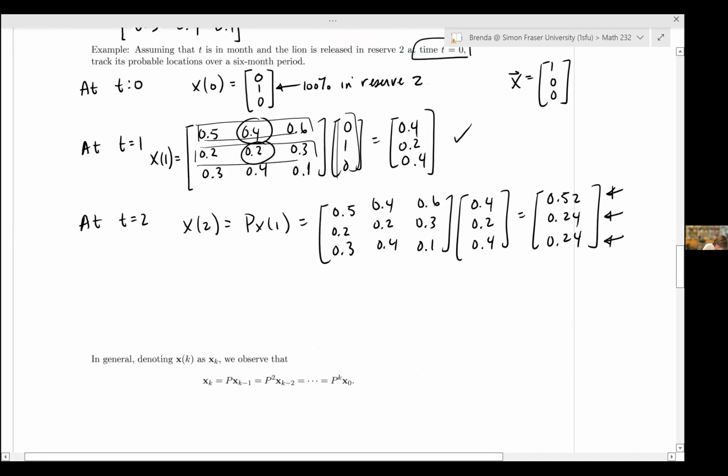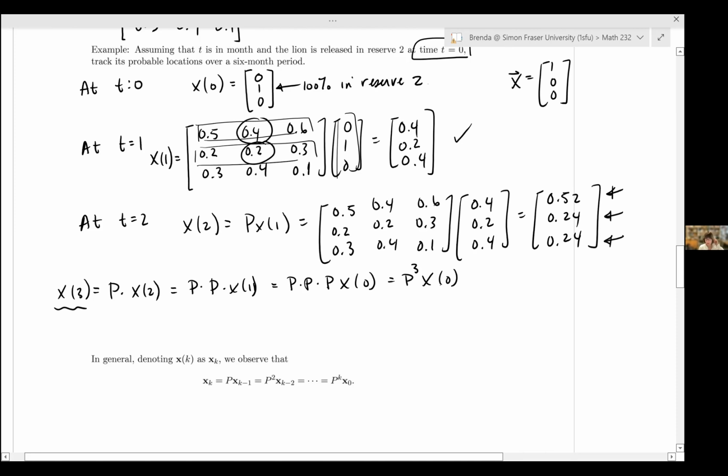Okay, of course, now I can keep going. I can compute x of 3. Now, let's just write out symbolically what x of 3 looks like. That's going to be P times x of 2. But x of 2 is P times x of 1. And what is x of 1? Well, x of 1 is P times x of 0. So we see that x of 3 is P cubed times x of 0.